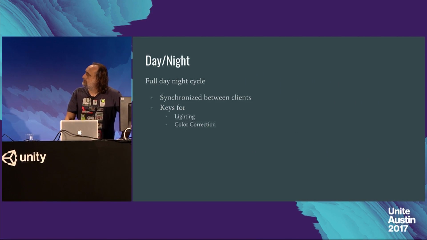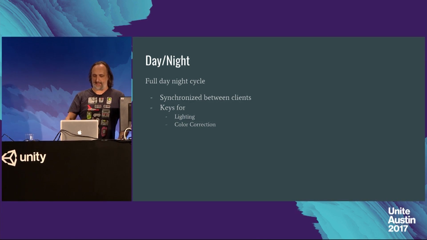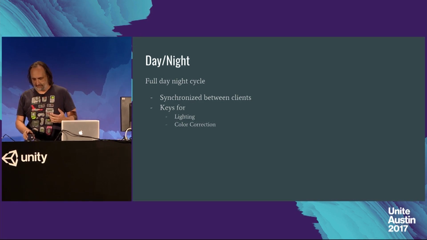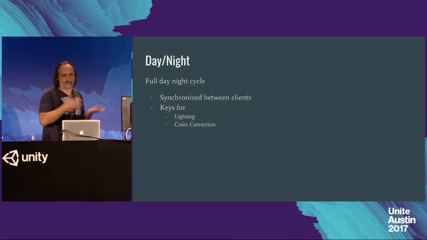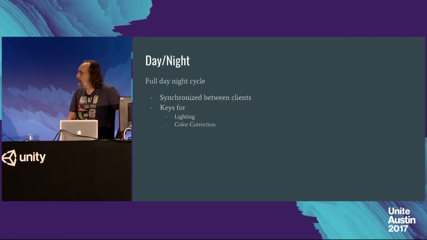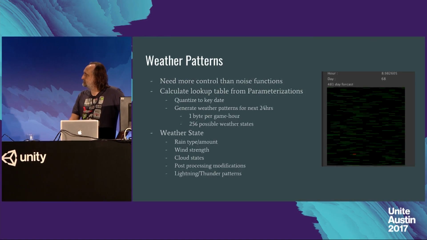The day-night cycle. We have a full day-night cycle, which has keys for lighting and color correction and things like that. We actually synchronize it between clients, basically by looking at your date and generating all the day data from the nearest checkpoint date that it figures out. And so if you're on two different clients, you'll all have the same weather and day-night cycle, which is just kind of neat.